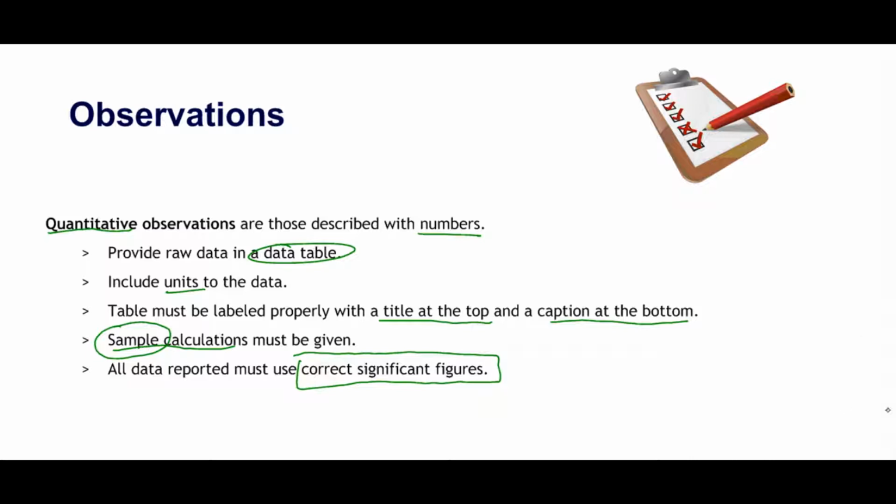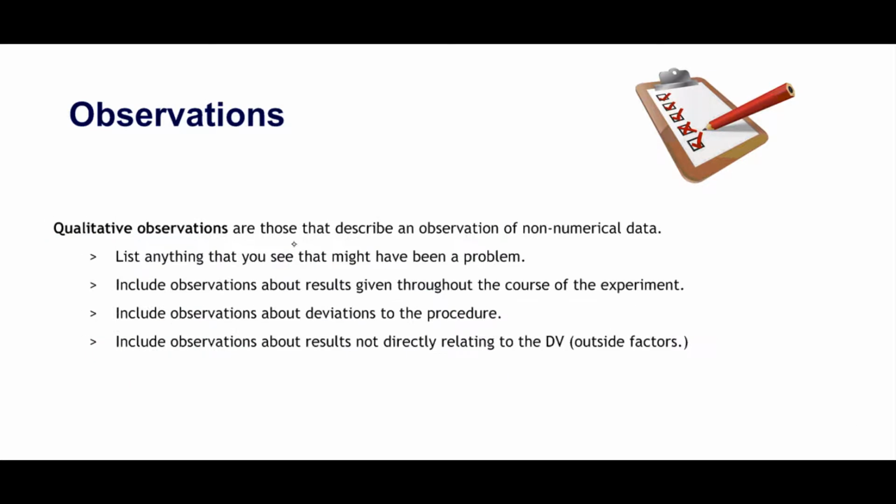All right, the next one is qualitative observations, which are non-numerical. So list any problems maybe that you've seen. Talk about the results as you're collecting the data. Any kind of observations, even outside factors, things that you've noticed that are not numerical, but might be relevant to understanding and analyzing the data. And now we're in analysis.